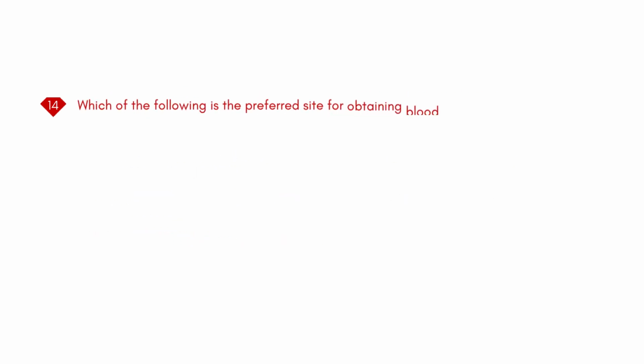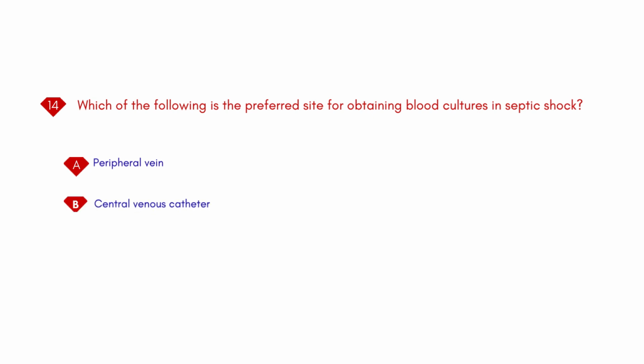Which of the following is the preferred site for obtaining blood cultures in septic shock? A. Peripheral vein. B. Central venous catheter. C. Arterial line. D. Any of the above. Answer: B. Central venous catheter.